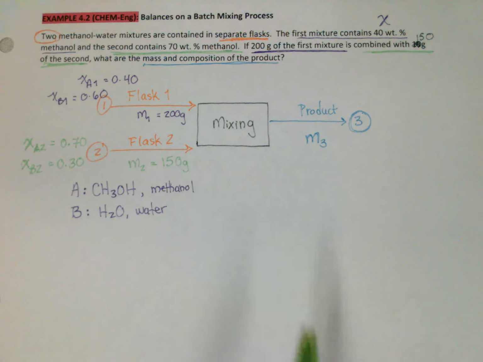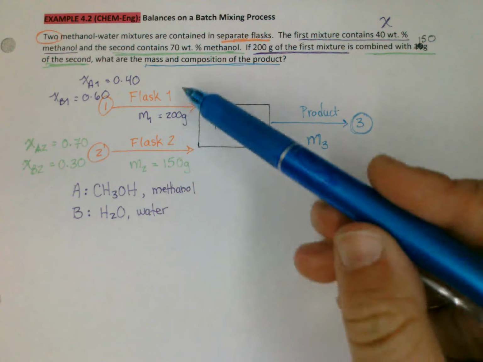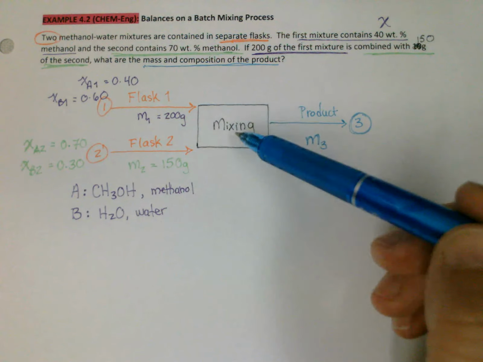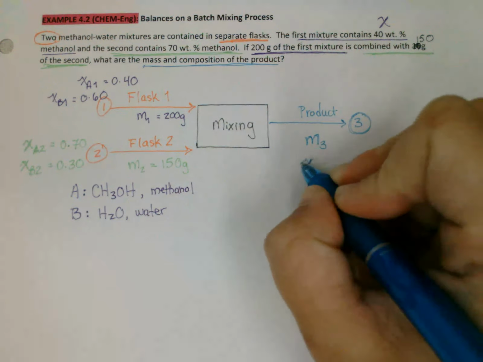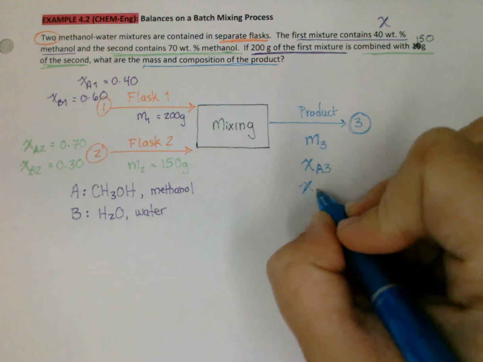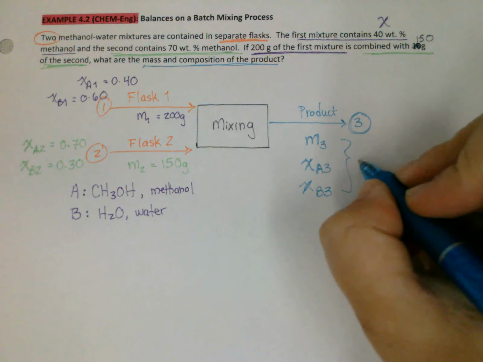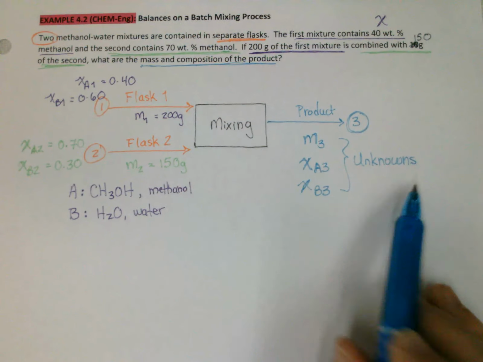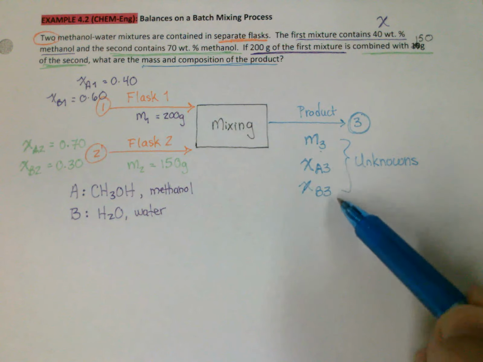So you can see how our flow diagram starts to get pretty complicated. Because we are not creating or destroying mass, and we're just mixing, right? No reactions are happening in this mixer. That means that what comes out must be some part methanol and some part water. We don't know what these are. This is our set of unknowns. We don't know what this is. This is the mass part right here. The composition part is this right here.